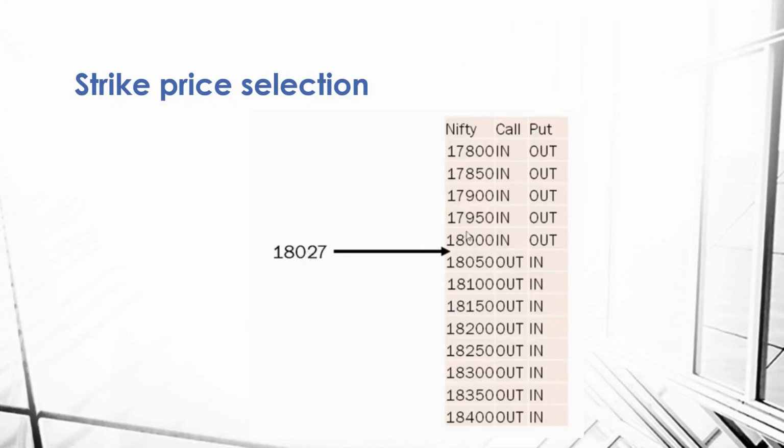Fine. So the strike price should be exactly near to the current price. If it is a call option, it should be less than that. If it is a put option, it should be greater than that. That's it. That is the strike price selection.